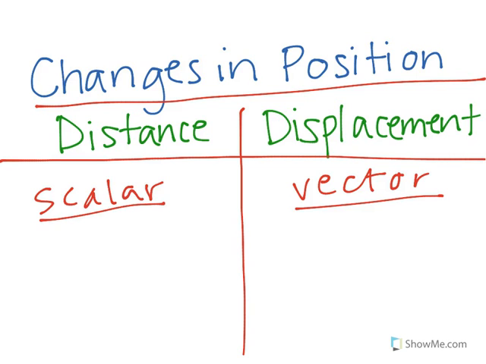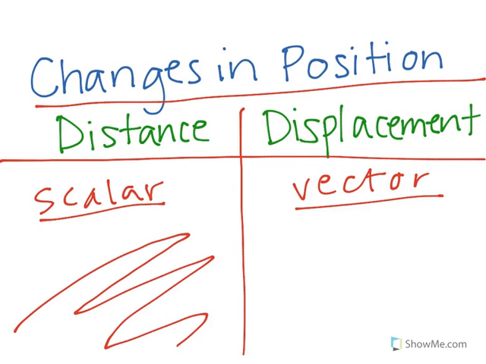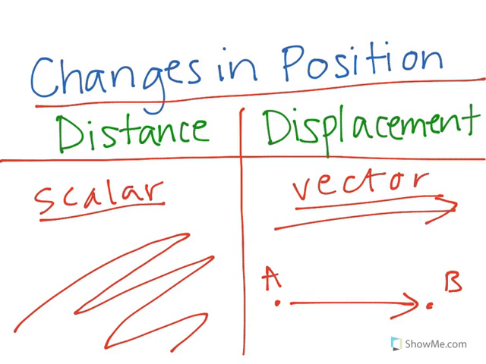This also means that distance is concerned with the entire path, no matter how crazy it is. Displacement, on the other hand, is concerned only with the start and the end points, A and B, and the shortest distance between them. This can make our calculations a lot simpler, but we have to remember to include a direction when we talk about displacement.